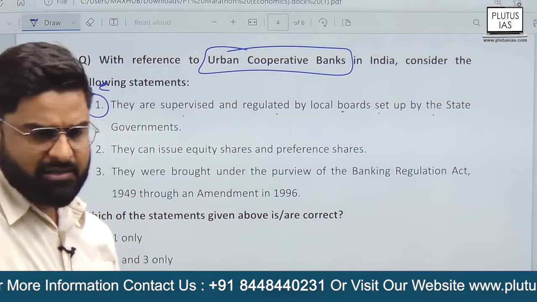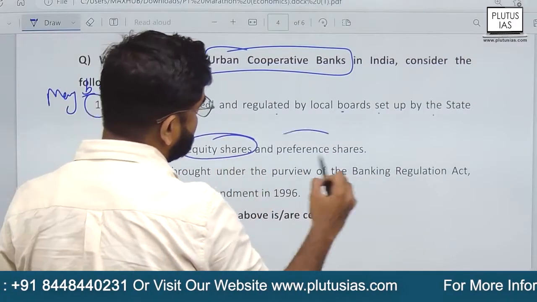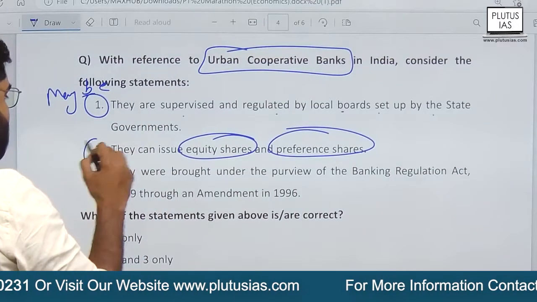Let's see, आगे देखते हैं. They can issue equity shares and preference shares. अब ये भी मुझे नहीं पता. Say for example, ये भी maybe डाल देते हैं.